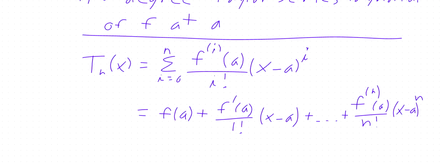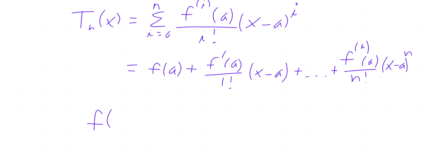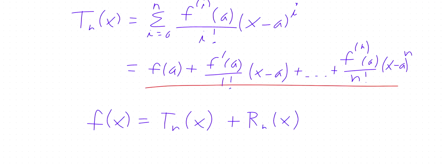And now our overall function is going to be this Taylor series polynomial plus whatever that remainder is, because this polynomial only gives us some of it. We still have the rest of this stuff that would need to be there in order to complete our overall polynomial.